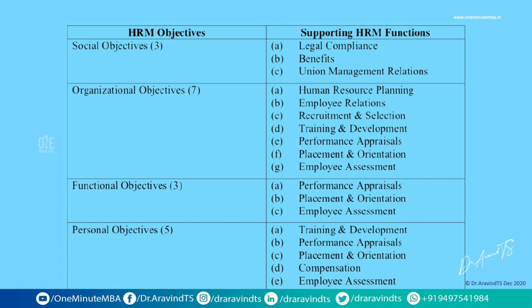You can see the functional objectives, and the supporting human resource functions are performance appraisal, placement and orientation, and employee assessment. And the next one is personal objectives. For personal objectives, the supporting human resource management functions are training and development, performance appraisal, placement and orientation, compensation, and employee assessment.